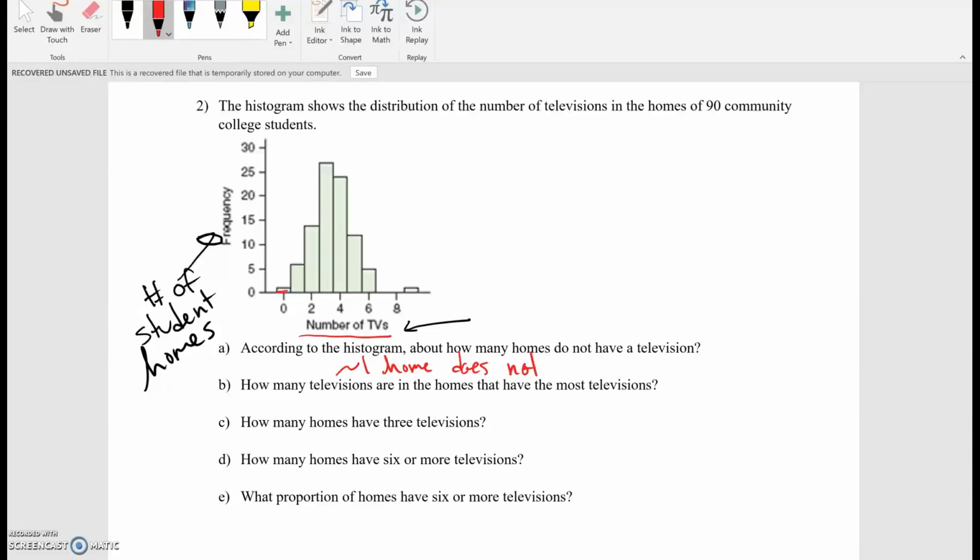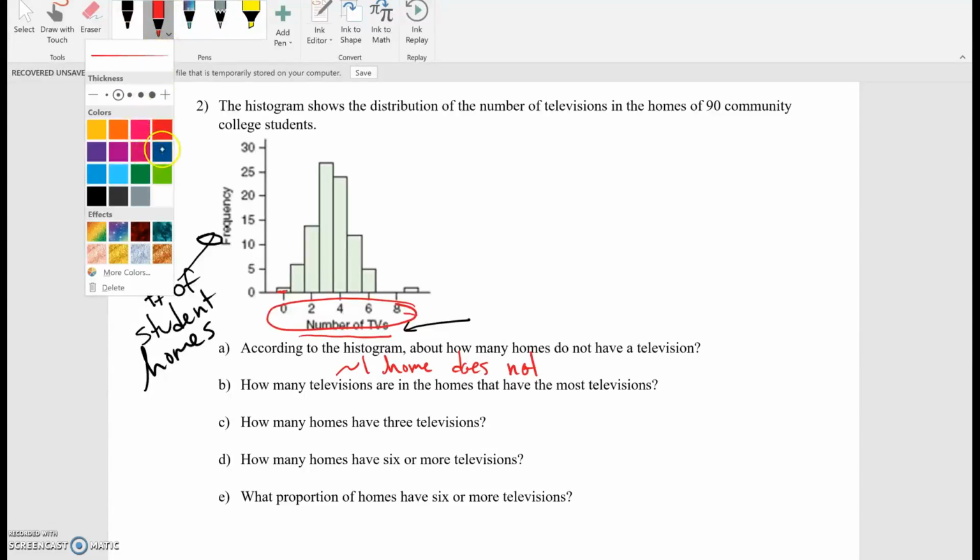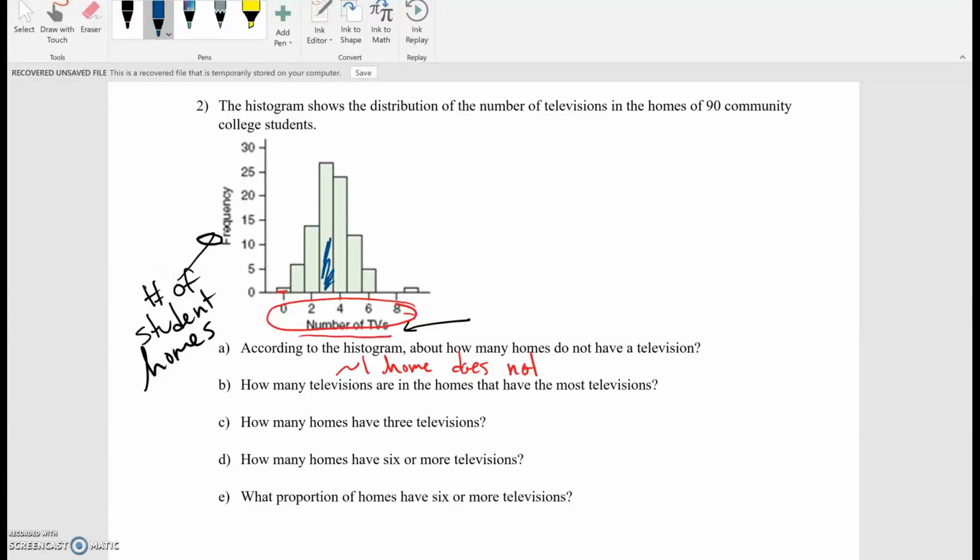Part B. How many televisions are in the homes that have the most televisions? That's still asking about the x-axis. Which one has the most televisions, or which one has the highest peak? The highest bar in this case is this bar. This one has a total of 3 TVs, so this is 3 televisions.